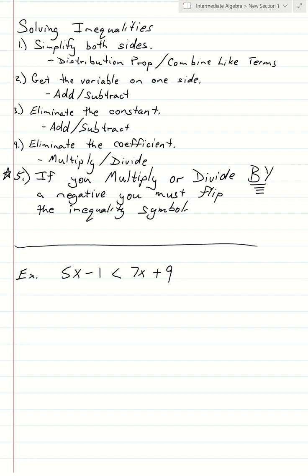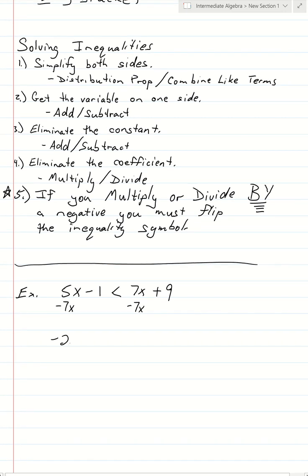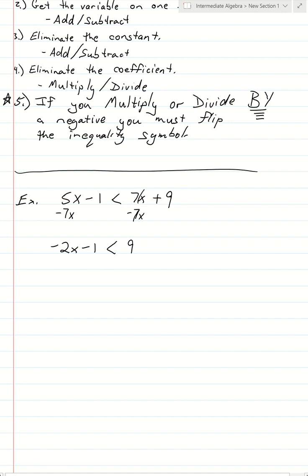Step 2 we will perform because the variable is on both sides. So now let's get the variable on one side. And what I'm going to do, as always, creature of habit that I am, is get my variable x on the left side. And so I will subtract the 7x over. 5x minus the 7x would give us a negative 2x minus 1 on the left. On the right, we are left with the number 9. Step 3, we want to eliminate the constant, which happens to be the number 1. So I'm going to add the number 1 over. That, of course, would give us a negative 2x is now less than the positive 10.